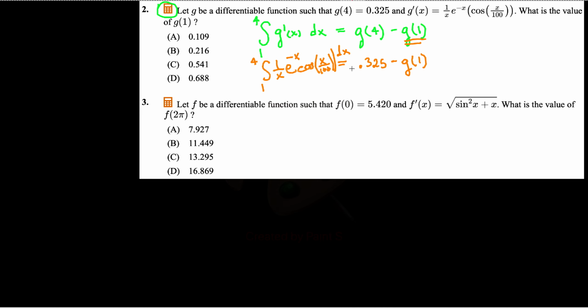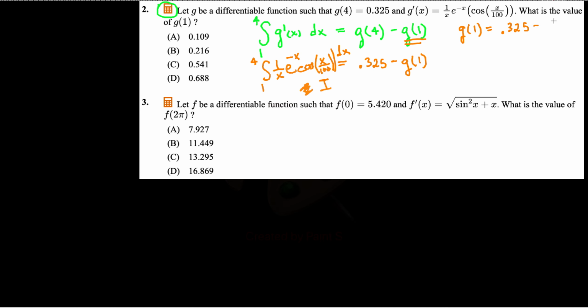So what you would do is you'd subtract on both sides. You'd get that g of 1 is equal to... and again, you've got to use your calculator to find out this value. Let's call this value I, for integral, just for easy sake. So this would be 0.325 minus whatever the value of that integral is. The value of this integral.